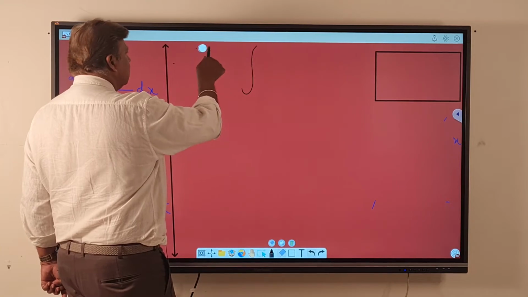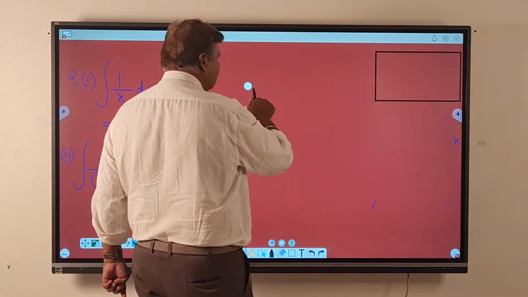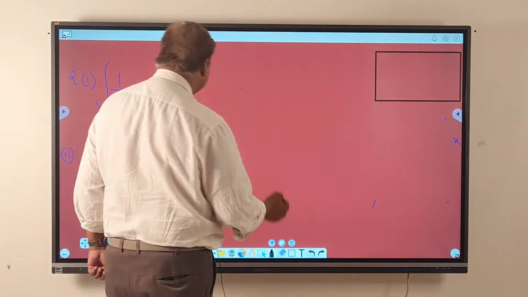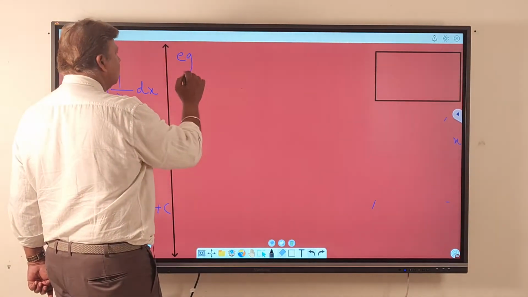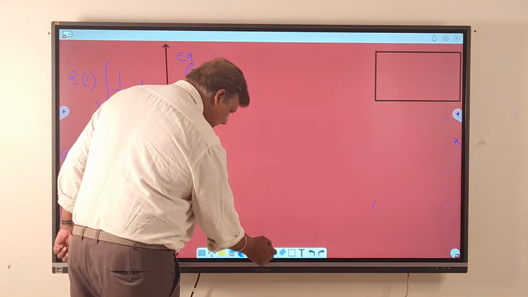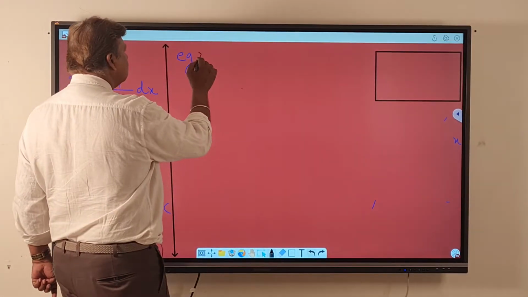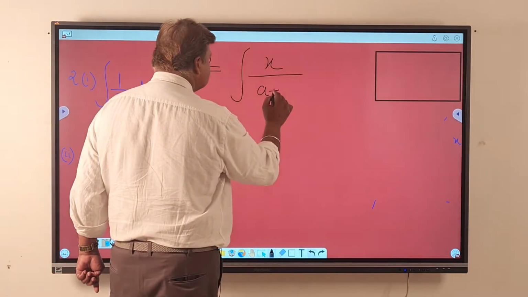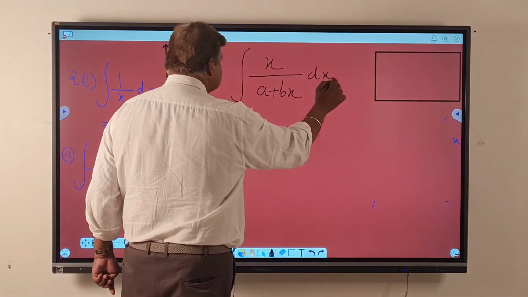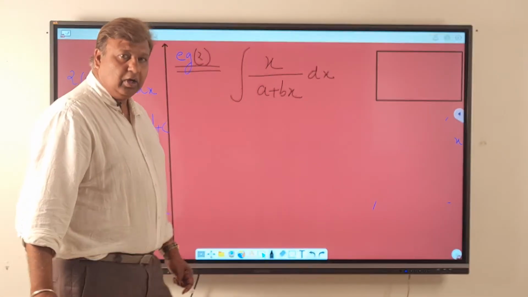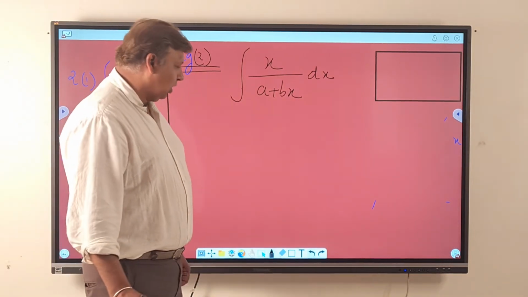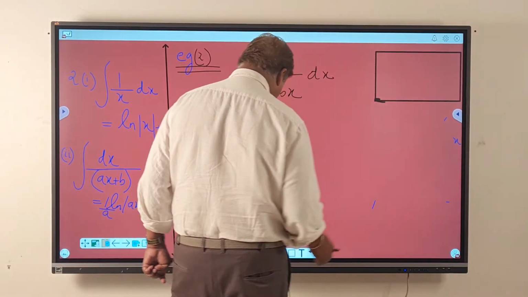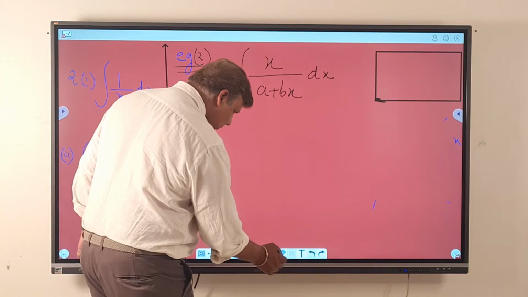So students, the second question. Okay, in the meantime I'm writing, you can always write that. Example 2. Okay, I'll use a black pen. And that is x upon a plus bx. Now what is this? There is x in the numerator, there is a linear in the denominator. I only gave you the formula for linear in the denominator. How would you handle this? Okay, tell me.